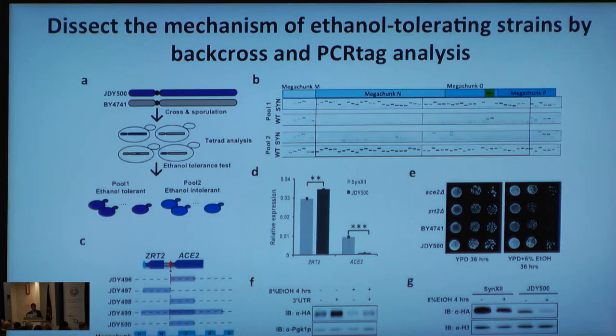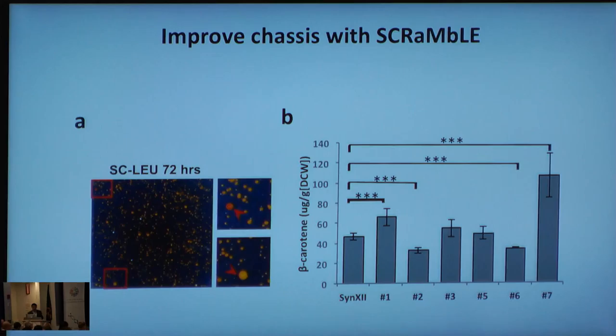We also probe and try to understand whether it is possible to use the synthetic chromosomes to improve the chassis with the SCRaMbLE system. We integrated the beta carotene pathway at another chromosome location and induced the SCRaMbLE system, then selected strains, trying to get some which produce more beta carotene, as shown here. We screened and got quite a few different strains producing more of this beta carotene. We are in the process of identifying the reason why those clones produce more beta carotene. So this is one example.